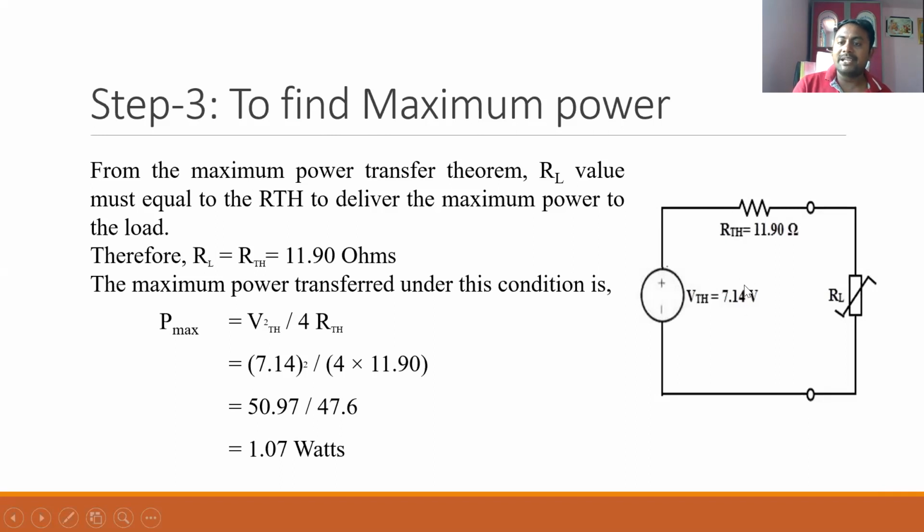Okay. So to calculate the maximum power by using the load resistance, the Thevenin equivalent circuit is shown here. This is your Thevenin equivalent voltage. This is your Thevenin equivalent resistance. At the maximum power, RTH is equal to RL. So I am using VTH square by 4RTH. So the maximum power flowing to the RL is equal to 1.07 watts.